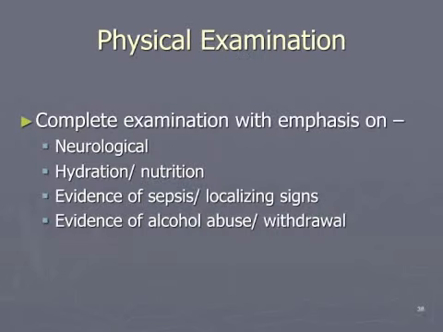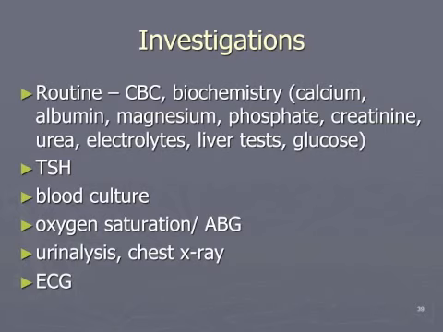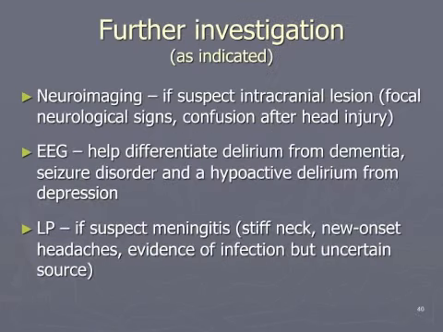In the physical assessment, we for sure want to focus on neurological things, hydration and nutrition. Is there evidence of some infection going on? And again, asking the family if there might be any evidence of alcohol abuse or withdrawal. There are known investigations that we would advocate to be ordered to look for the underlying cause of the delirium. And we would also be working with our physician colleagues to look at additional investigations that might make a difference between the delirium development and the dementia development.